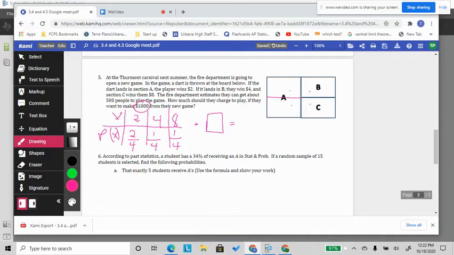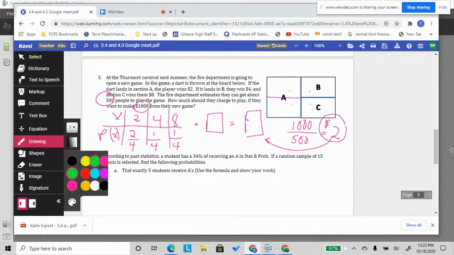All right, so they want to see how much they need to charge. If they expect 1,000 people, how many do they expect? They expect 500 people to play. So you want to make $1,000, and you expect 500 people to play. That means you need to make $2 for every person. So that $2 is right here. And remember, it's in terms of the house, so we call that a negative 2.